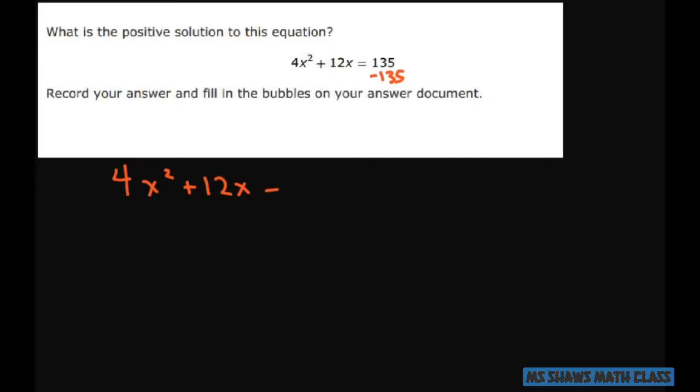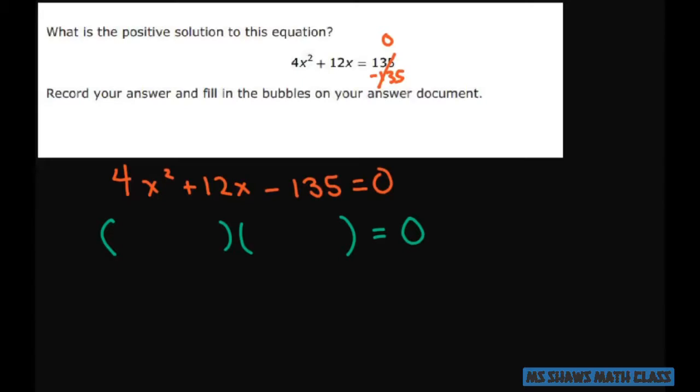And that's going to give you 4x squared plus 12x minus 135 equals 0, because that would be 0 and you just subtract it there. Now, looking at this 135, we know we're going to have to factor this because it's quadratic, and we try to do it without the quadratic formula.